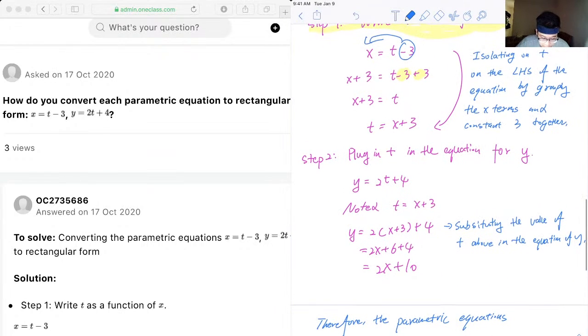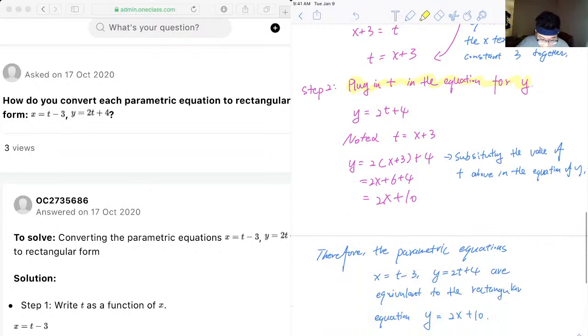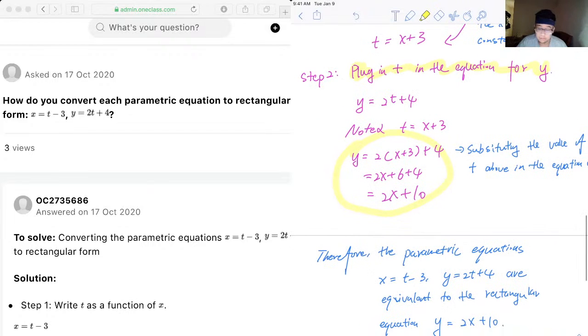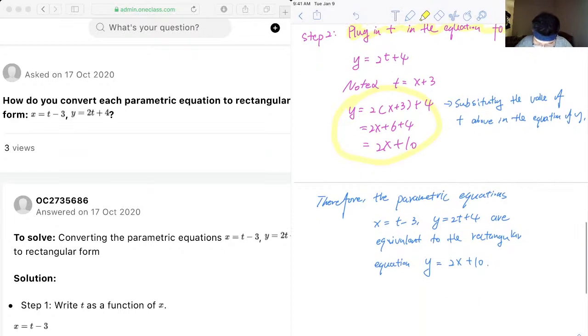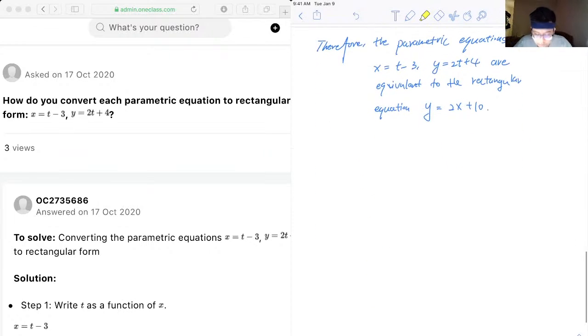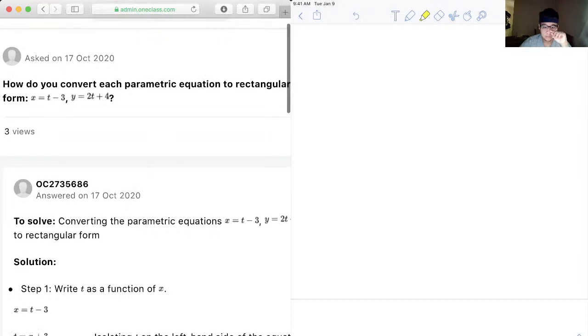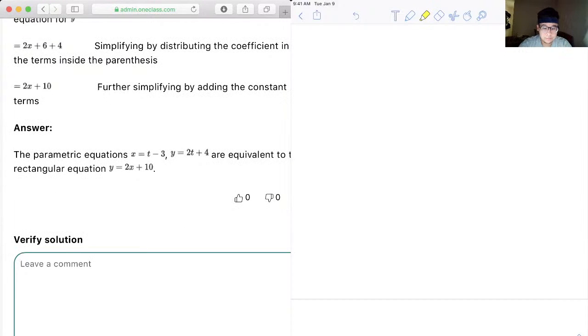And the second step, we just plug in t in the equation of y, and after you plug that in, you just need to simplify your answer. You either get rid of the bracket or add up the terms. Okay, yeah, so that's all we have for this question. Let's leave a comment. So solution is correct. Well done.